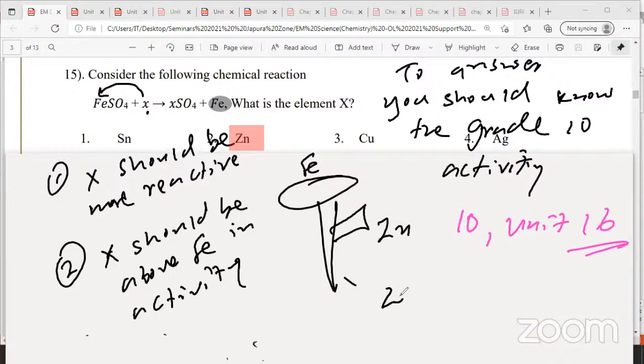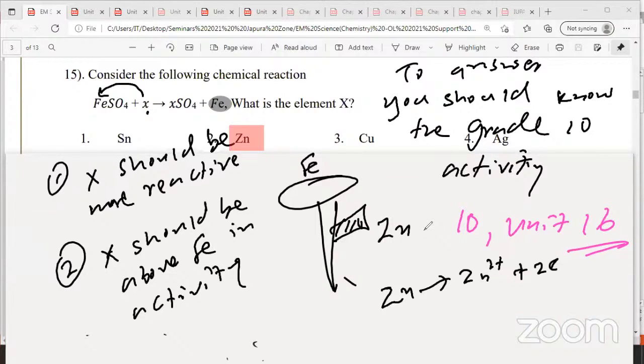Therefore, zinc sacrifices itself, zinc oxidizes, to protect iron from rusting. Okay, so this is bimetallic corrosion. That method is known as galvanizing. If you keep an iron nail in contact with zinc, iron does not rust because zinc is more powerful.